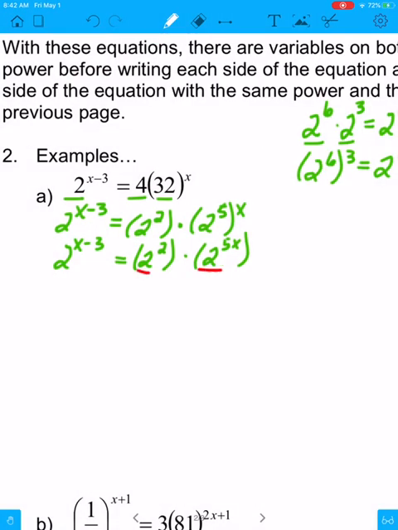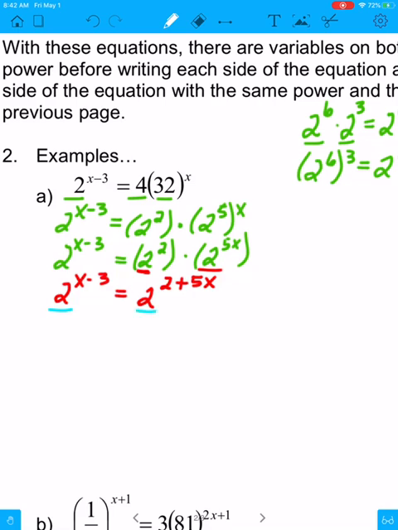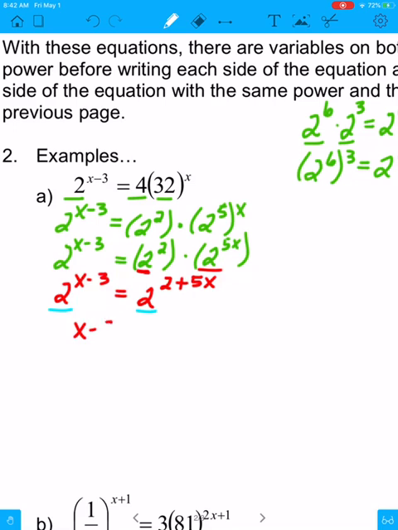These exponents are going to be added, the 2 and the 5x. So I'm going to get 2 to the x minus 3 equals 2 to the, not 10x, guys, that's where you're going to error, not 10x. I have 2 bases that are the same, I add the exponents. So I'm going to get 2 to the 2 plus 5x. Okay? And now I have 2 base, only one on each side. So if I have 2 to the x minus 3 equals 2 to the 2 plus 5x, I can now set my exponents equal. So I can go x minus 3 equals 2 plus 5x.